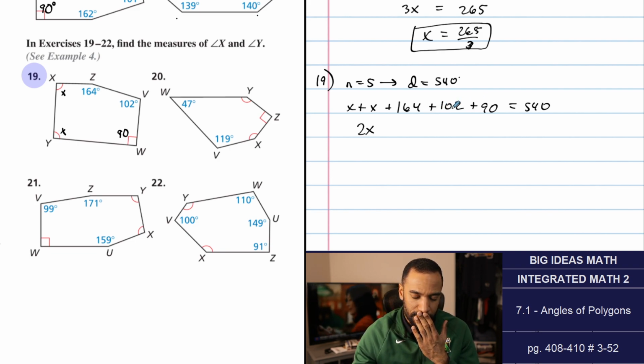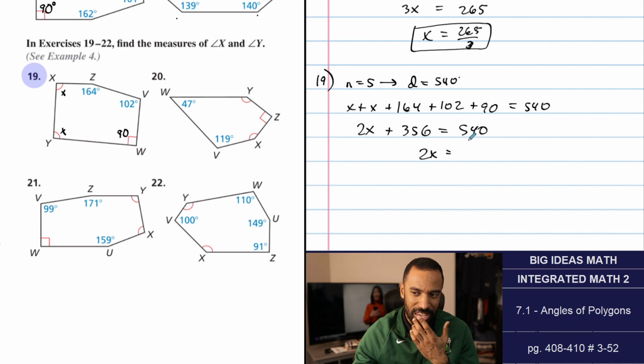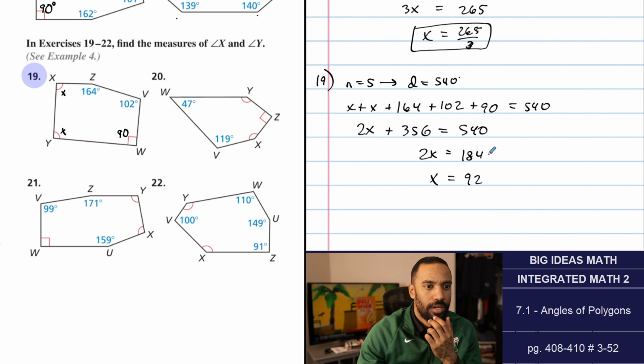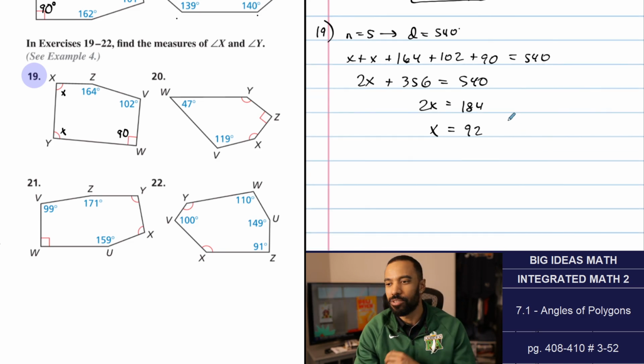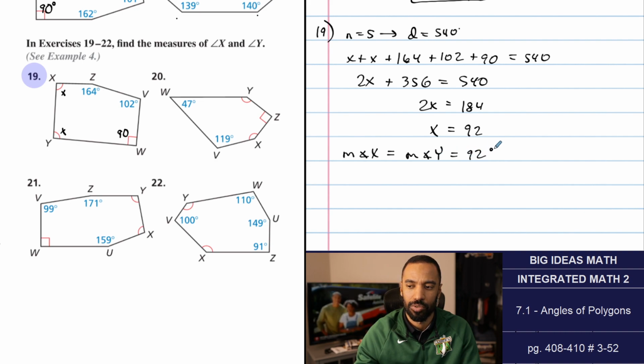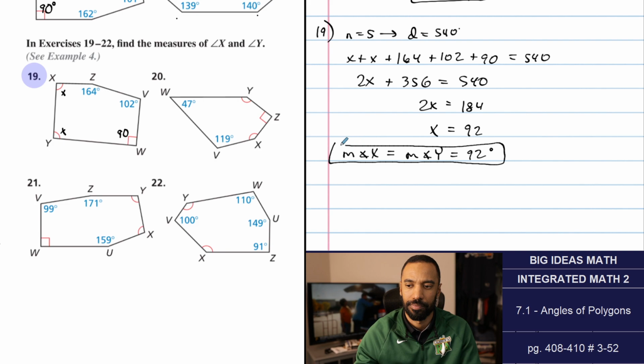164 plus 1 and 2 is 266, plus 90 is 356. So 2x is 184. So x is 92. 92 degrees looks like it could be. Those are almost right angles, but just a little bit bigger. So if x is 92 degrees, then the measure of angle x equals, same as measure of angle y, of course. They're both the same, and it's 92 degrees. Those are the answers. Number 20.